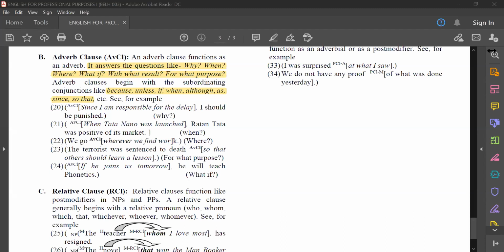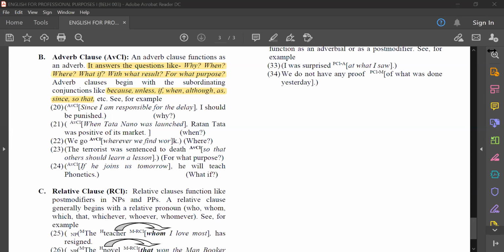In 23, we again have "The terrorist was sentenced to death so that others should learn a lesson." So there is a purpose behind this. And then the last one, "If he joins us tomorrow, he will teach phonetics." You can see that what if he doesn't join tomorrow, or if he joins tomorrow, right?